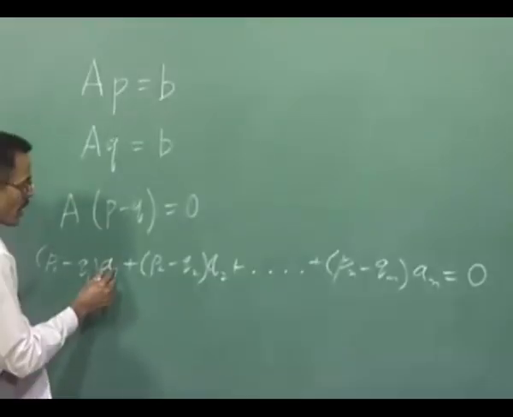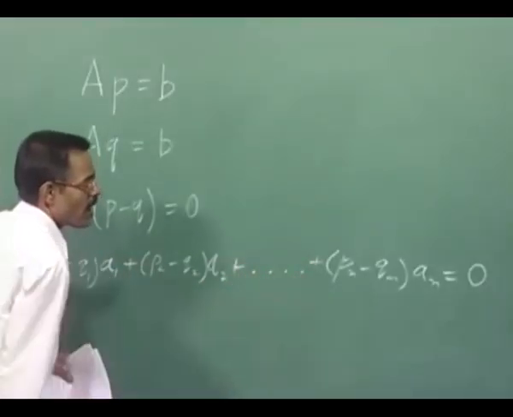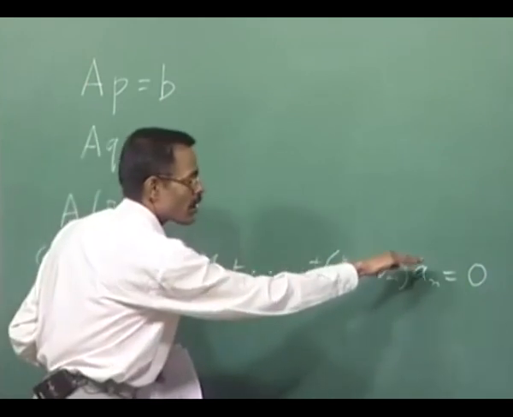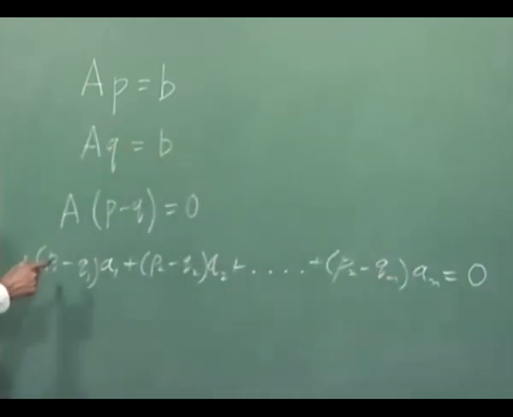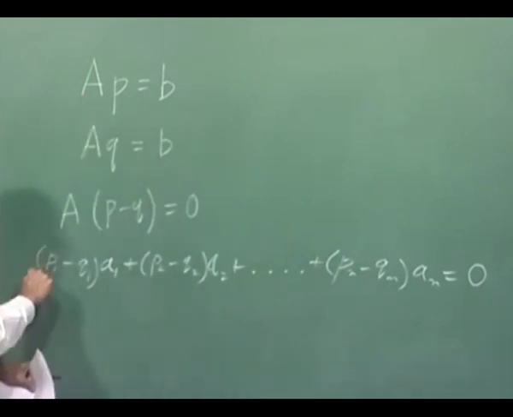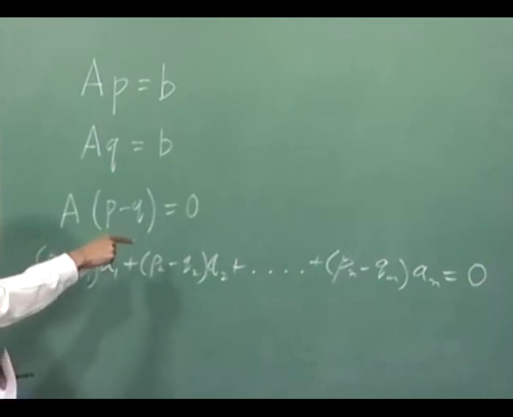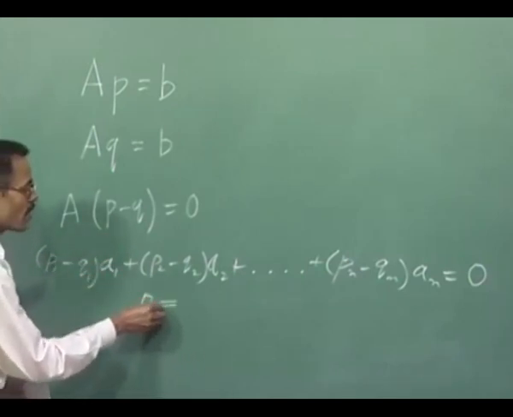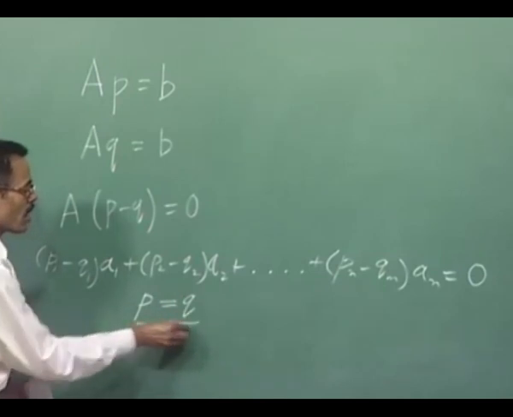Now, if A1, A2, A3, etc. are all linearly independent, then from the definition of linear independence, we know that this sum equal to 0 will mean that individually these coefficients are all 0. That means P1 minus Q1 is 0, P2 minus Q2 equal to 0, and so on. That means P1 equal to Q1, P2 equal to Q2, and so on, which will mean that the full vector P and the full vector Q are same.